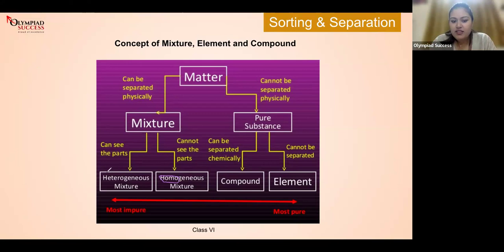A heterogeneous mixture is a mixture where all the parts are separate. So you can see the parts easily. For example, I take a glass of water and I add sand to it. Even if you stir it, the sand will not mix in water. So it's a heterogeneous mixture.